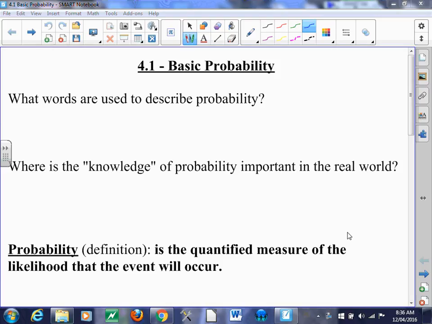Hello class, and welcome to Unit 4, which is probability. Today we're going to do an intro lesson called Basic Probability, Lesson 4.1.